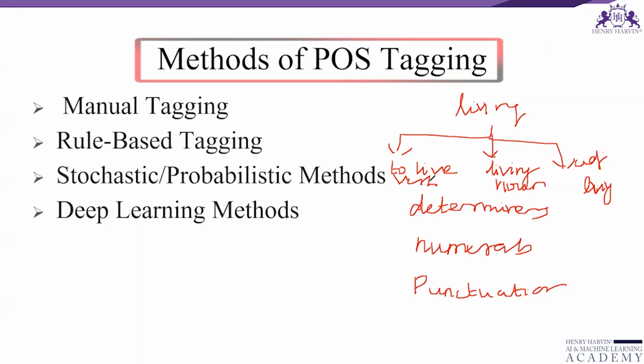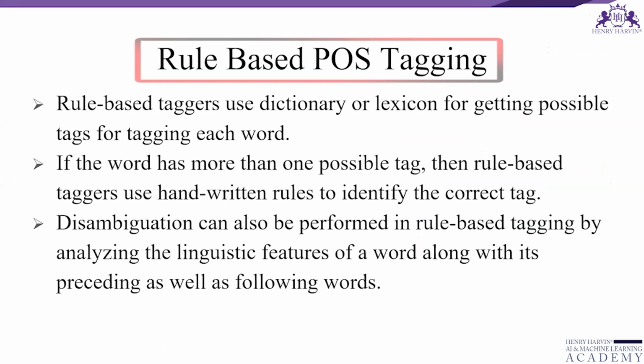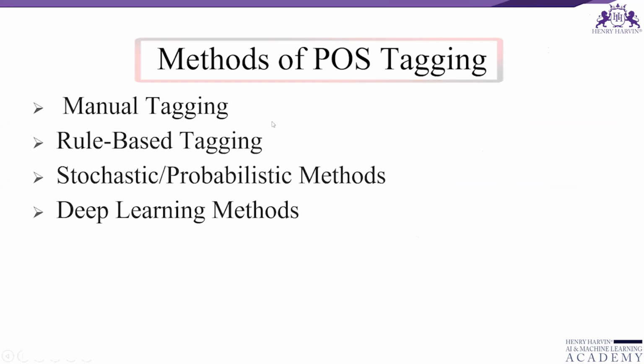tagging? It can be done in several ways: manual tagging, rule-based tagging, stochastic or probabilistic methods, and the fourth one is deep learning methods, right? So first, let us try to understand rule-based tagging. What is this? But before that, let me explain what manual tagging is, right?